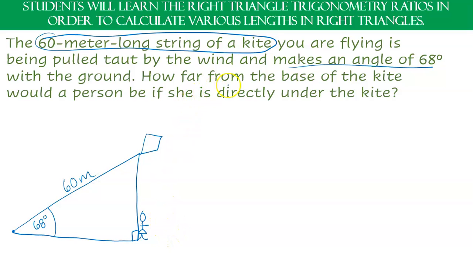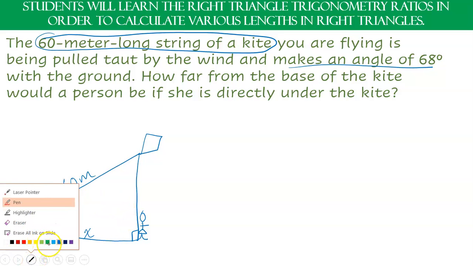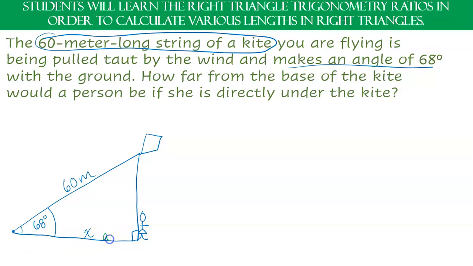Now we want to know how far from the base of the kite a person would be. Okay, so she's being pulled taut by the wind, and right here is our base. So that's where the string is to here. So we're looking for this distance. That's a horizontal distance, so I'm going to use x. Is that the opposite or the adjacent side? Well, that's the adjacent side. Across from our right angle is our kite string, so that's our hypotenuse.